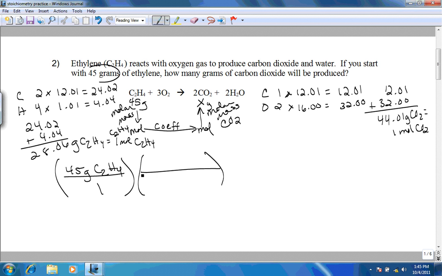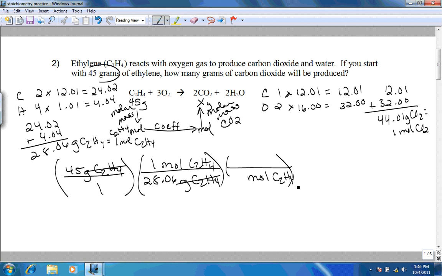We have grams of C2H4 on top, which means I'm going to put grams of C2H4 on the bottom of the next one. And that's 28.06. That's equal to 1 mole C2H4. Grams of C2H4 cancel. Moles of C2H4 on the top, which means I put that on the bottom of the next one.